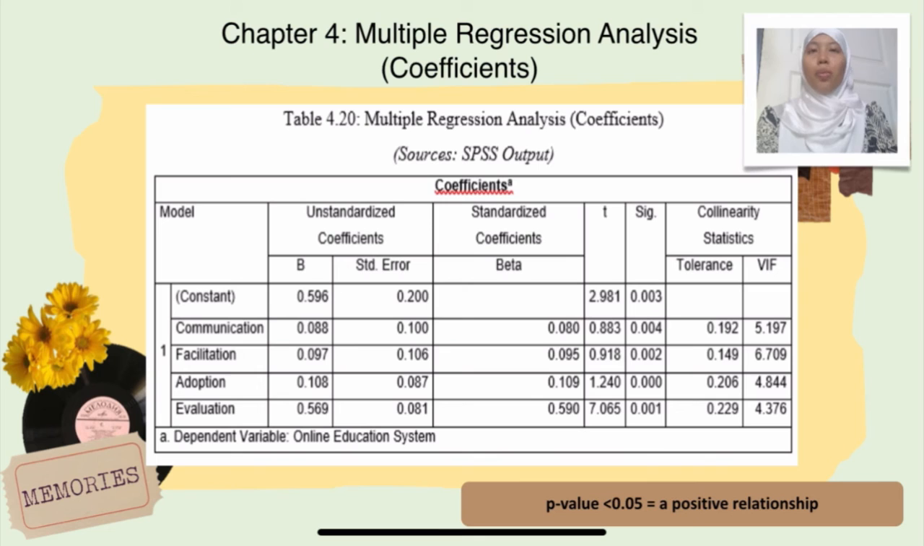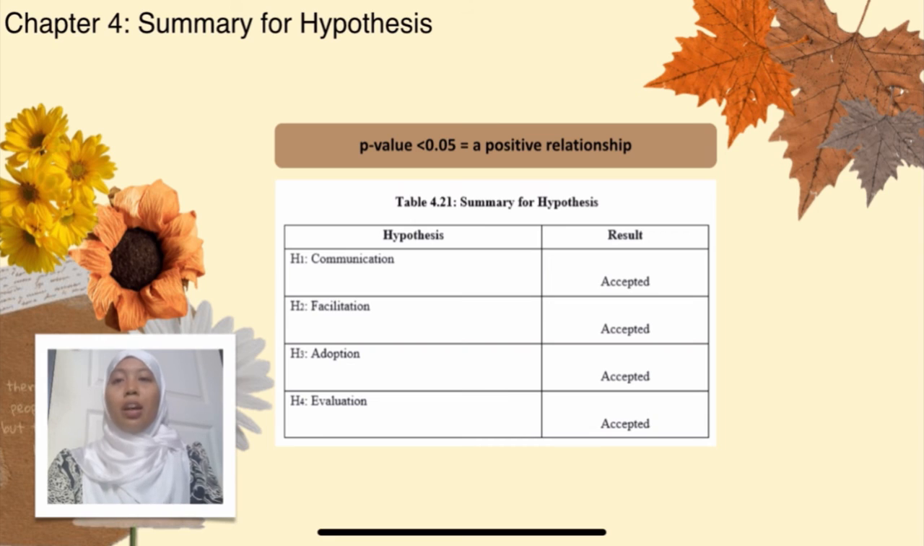Based on table 4.20, it shows the result of multiple regression analysis for coefficient, which is related to this study. According to the result above, the significant value of communication was 0.004. Next, the significant value of facilitation was 0.2, while the adoption significant value was 0.002. Then the evaluation has the highest significant value of 0.001 compared to the other three variables. In this case, it shows that evaluation has the greatest positive effect when using technology management to minimize the problem of online education system. Continue to the summary of hypothesis.